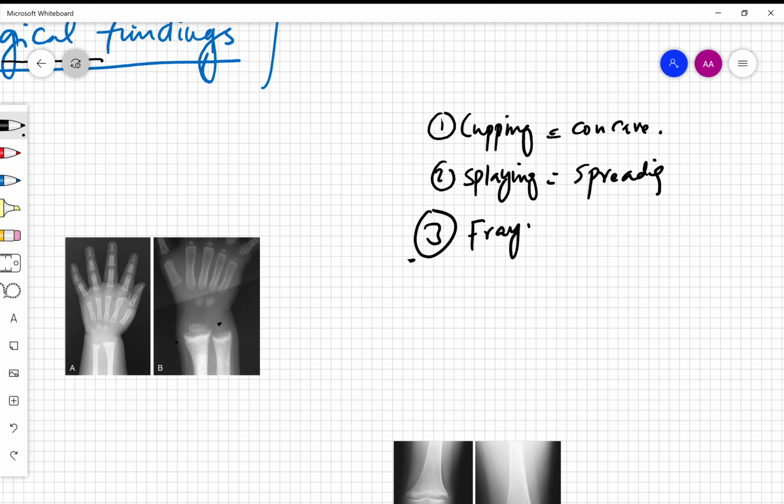The third finding is called fraying. Fraying actually means that if you have some cloth and the threads come out of it, we say this cloth is very easily fraying. So this is the same thing.